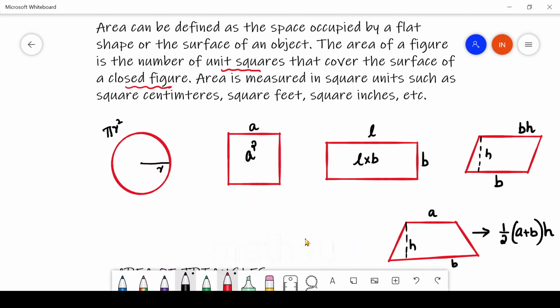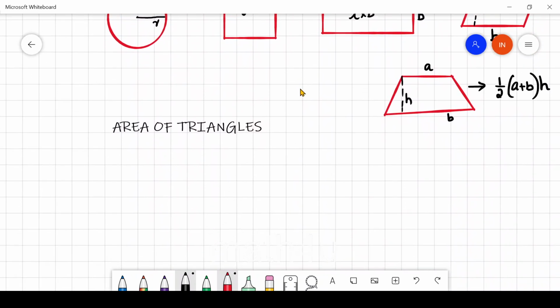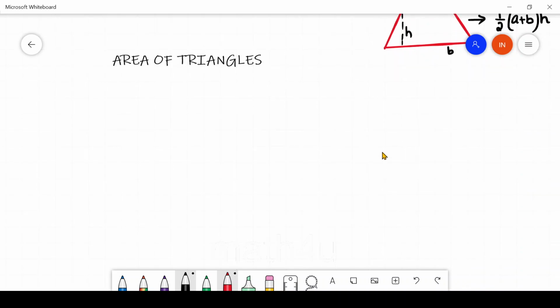So let's see how we can find the area of some kinds of triangles. First I am considering a triangle that is right angled at C, that is ABC. Here it is right angled. Let this be the base and this the height. The base is 5 centimeters and the height is 12 centimeters.